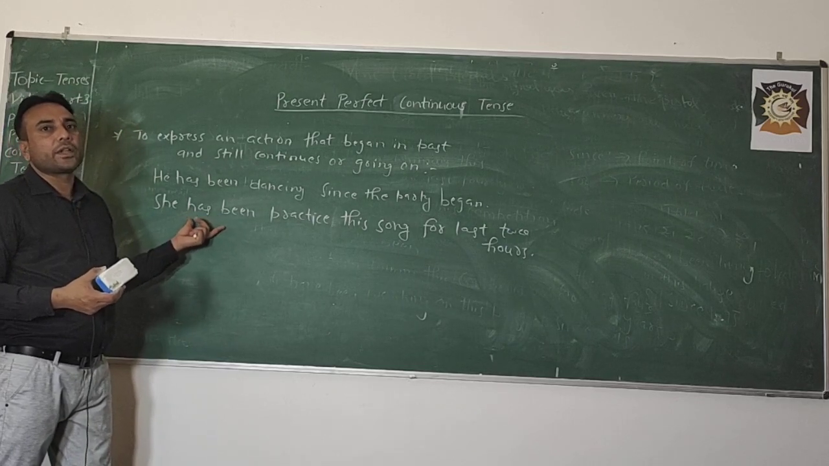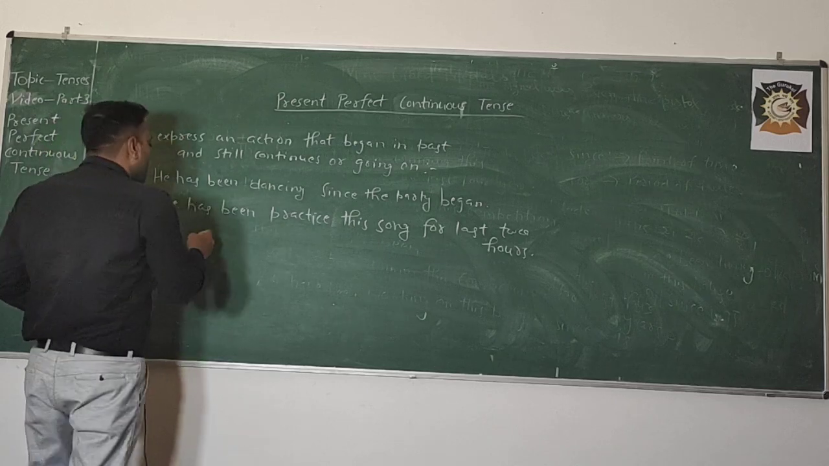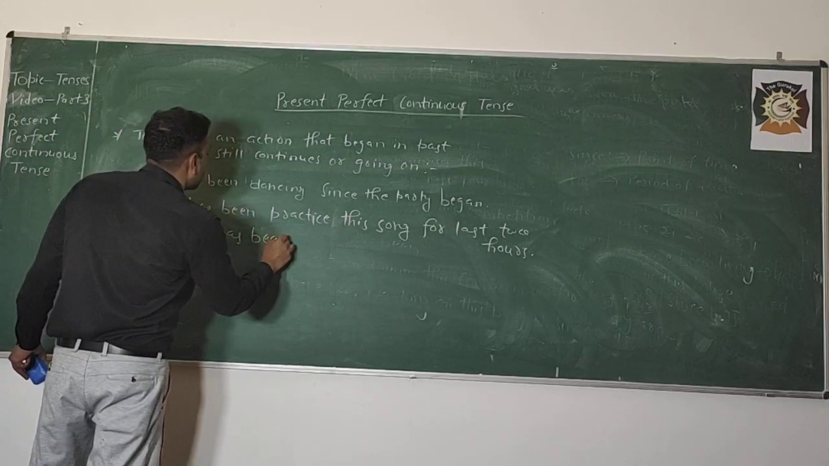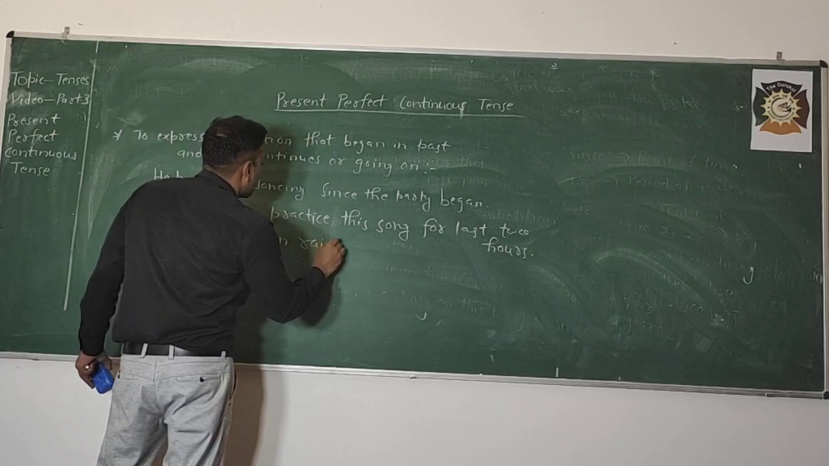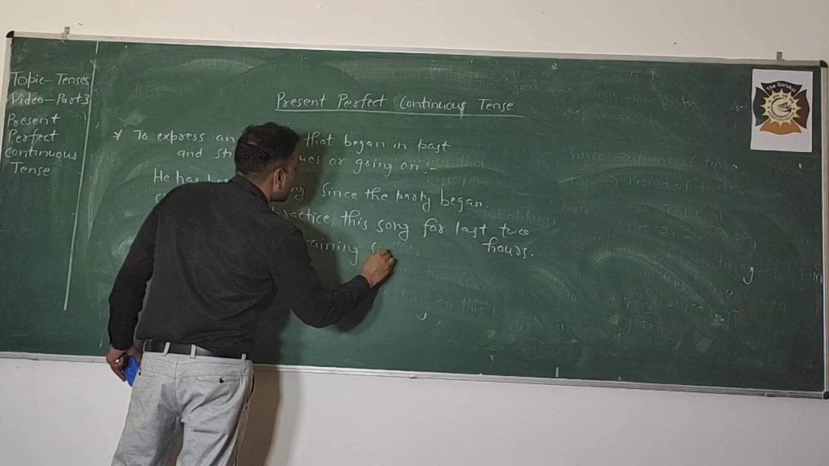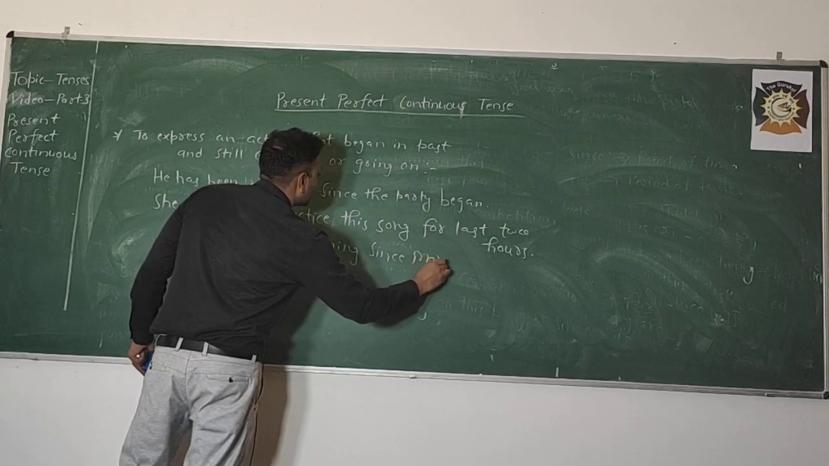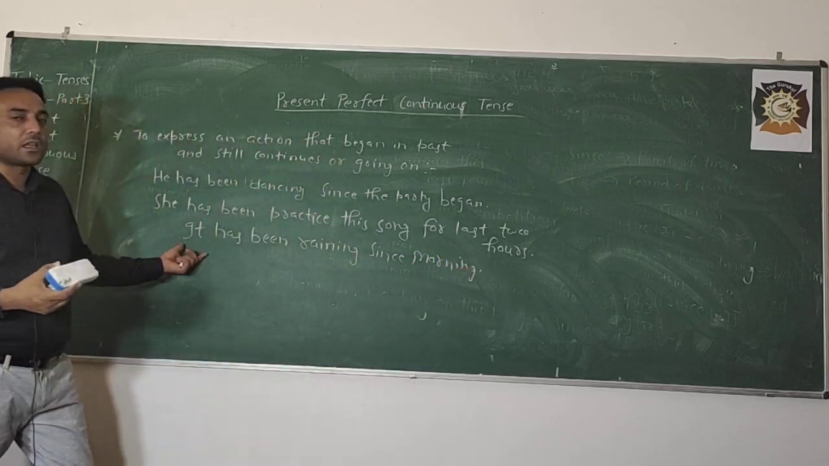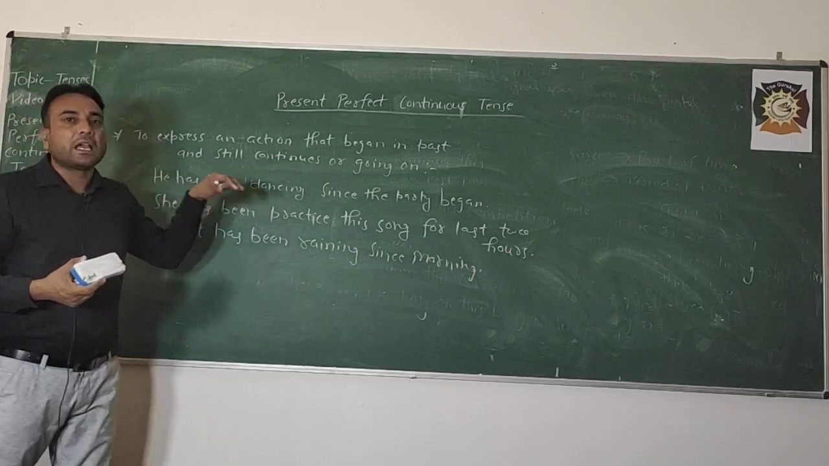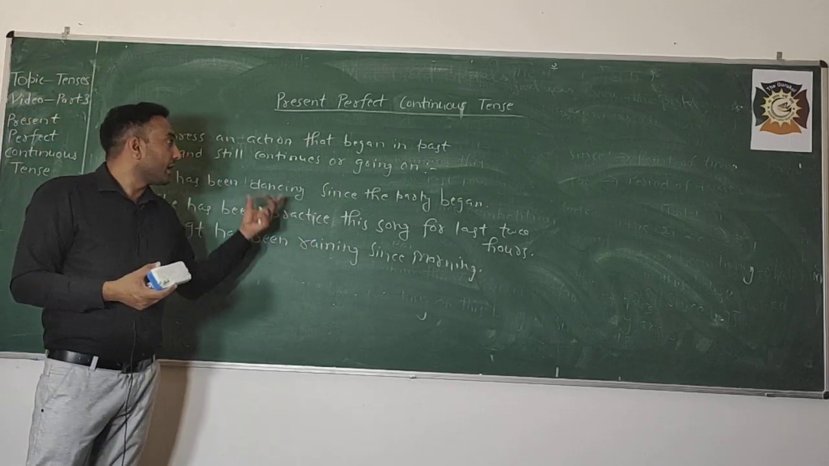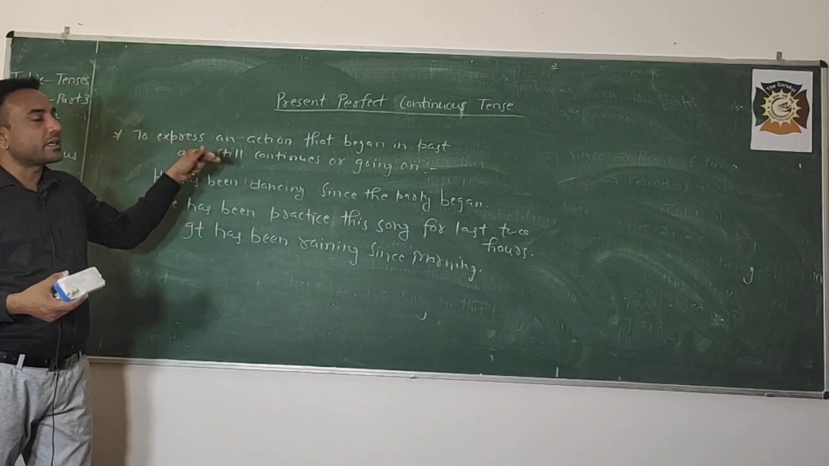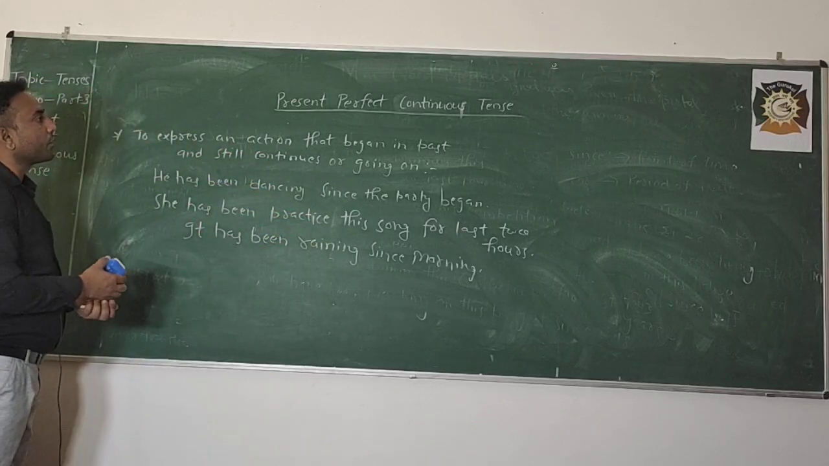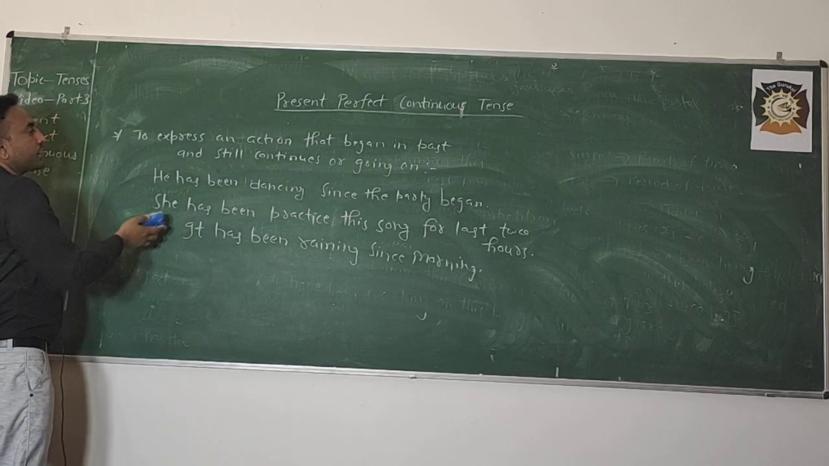It has been raining since morning. If I say it has been raining, it has been raining since morning. It has been raining since morning means the rain started in the morning and still it continues. So the action begins in past and still going on. So this is the first use of present perfect continuous tense.